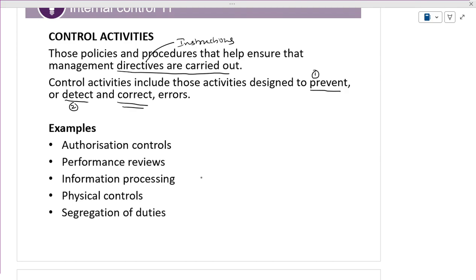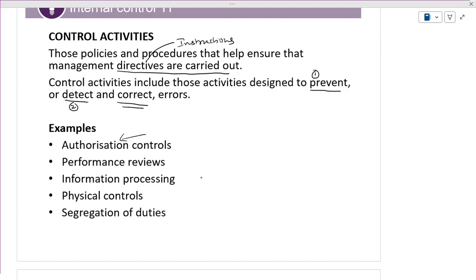When you are talking about controls, you are talking about the controls with respect to authorization. Who is authorized, who is not authorized. We will come across in the question answers, where a salesman has given approval for discounts. Salesman is not authorized to give discounts. That is the deficiency. Then you have to give the recommendation that any discounts should be given by the sales manager.